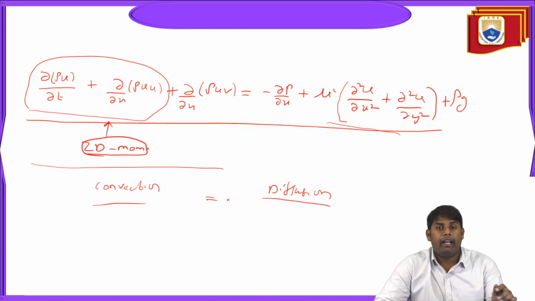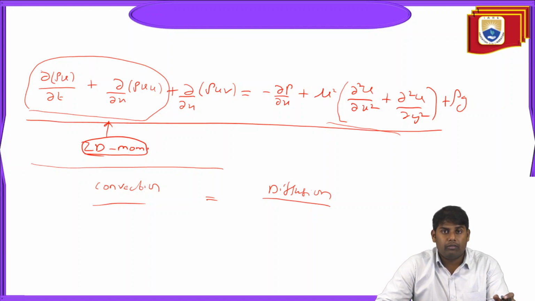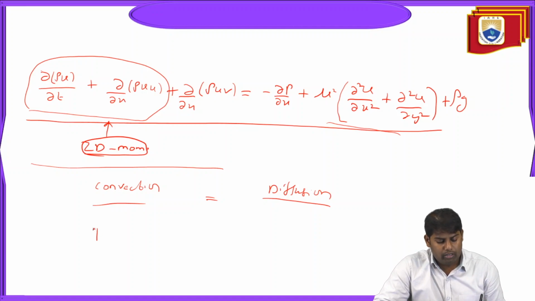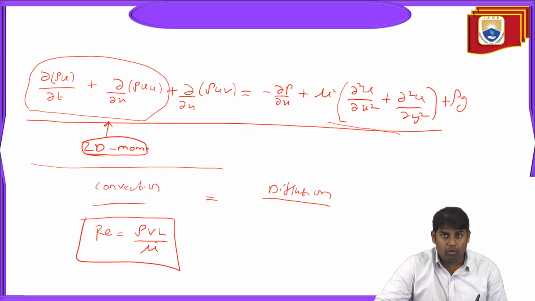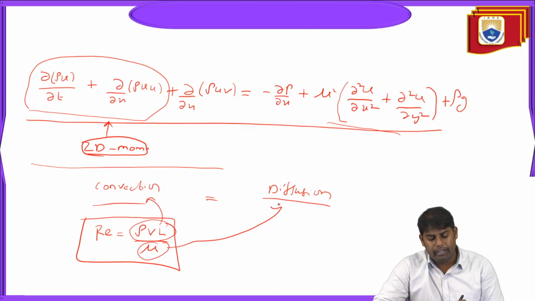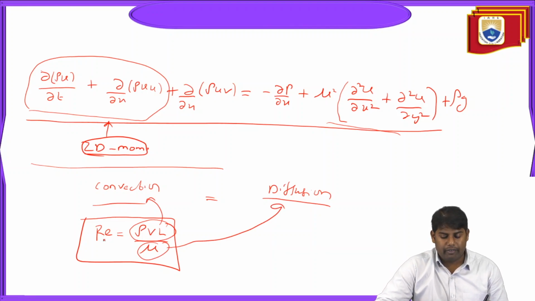So the balance of diffusion and convection terms will happen for the momentum. If the diffusion increases, the convection should decrease. If the convection increases, the diffusion is decreasing. I think we can relate this with the Reynolds number, which is rho VL by mu. The Reynolds number is nothing but the ratio of the inertial force to the viscous force. The inertial force relates to the convection and the viscous force relates to the diffusion. So basically you can say it's convection by diffusion.